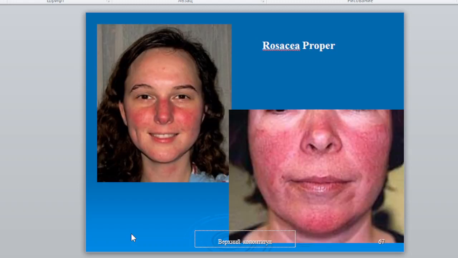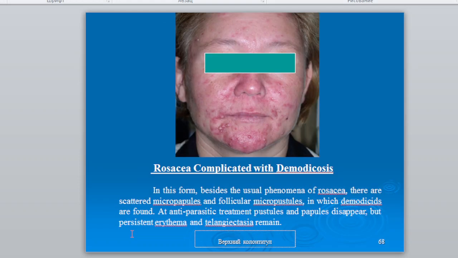Next photo. Next, rosacea complicated with demodicosis. In this form, besides the usual phenomena of rosacea, there are scattered micropapules and follicular micropustules in which demodex mites are found. With antiparasitic treatment, pustules and papules disappear, but persistent erythema and telangiectasia remain.